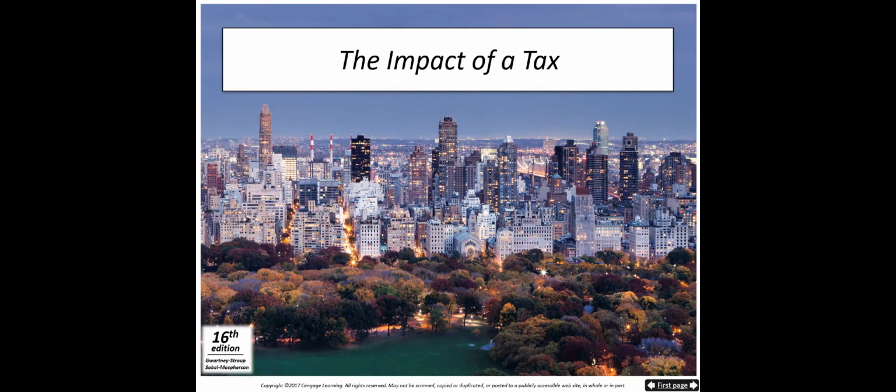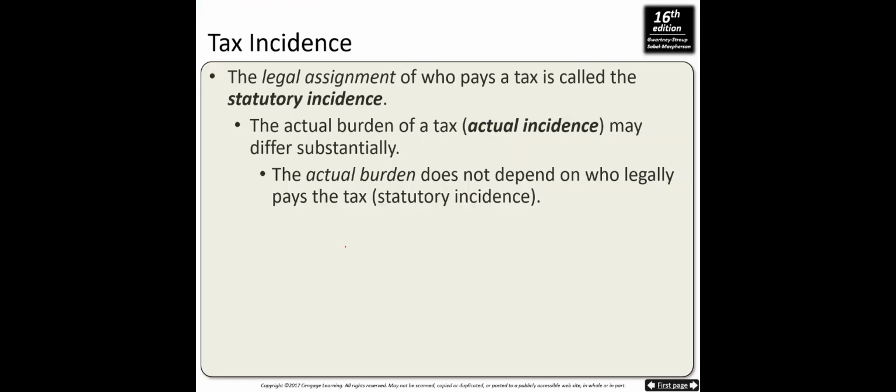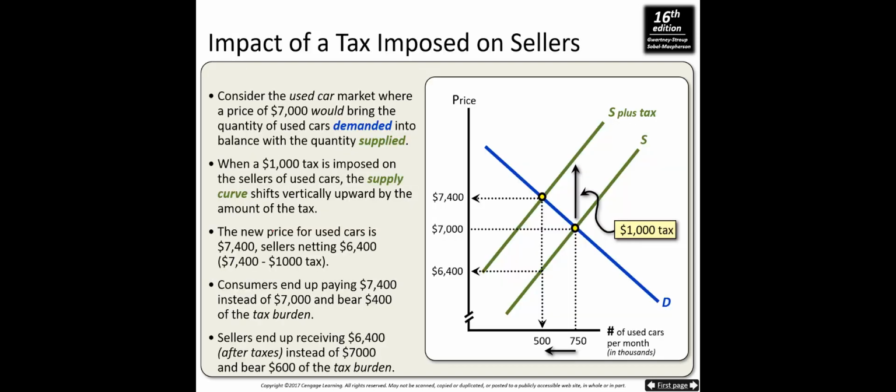The next topic we are going to discuss is the impact of a tax. Tax incidence, the legal assignment of who pays a tax, is called the statutory incidence. But the actual burden of a tax, actually who pays the tax, may differ substantially. So the actual burden does not depend on who legally pays the tax. Who legally pays the tax is the statutory incidence. Actual incidence is who actually pays the tax. These are two different things. So let's see the impact of a tax imposed on sellers. As you see here, it says sellers. So sellers legally are required to pay the tax.